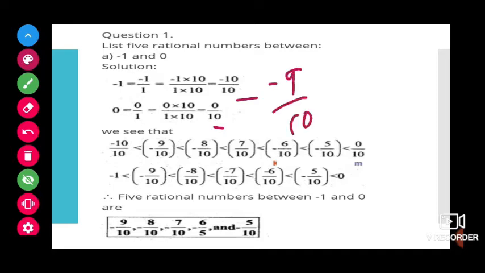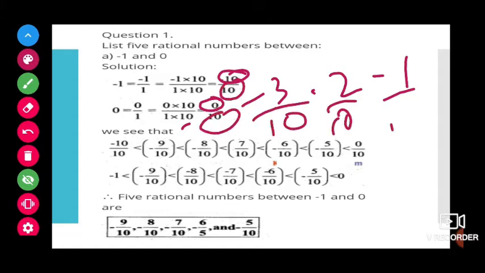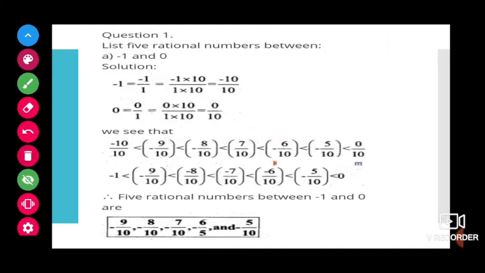Between 0 by 10 and minus 10 by 10, how many are there? Minus 9 by 10, minus 8 by 10, means only the numerator we are changing. Between 0 and minus 10, what all numbers will come? That is minus 1, minus 2, minus 3, minus 4, like that. This all will come between 0 and minus 10, divided by the common denominator 10. So these will all be between these two rational numbers, but we want only 5. So pick any 5. That is your wish.